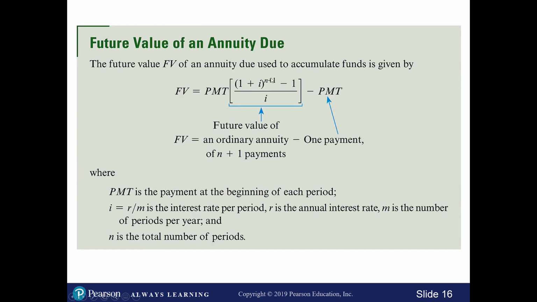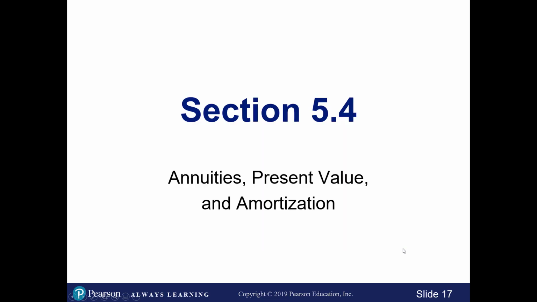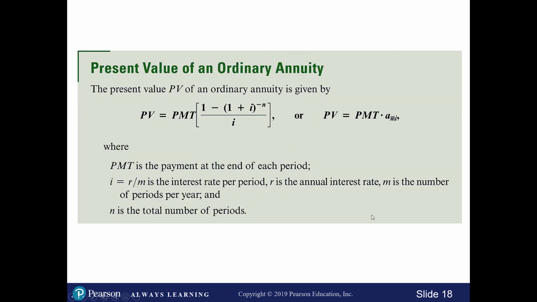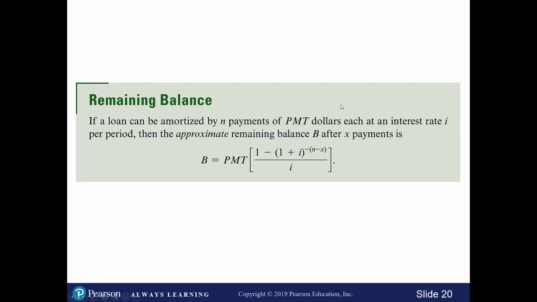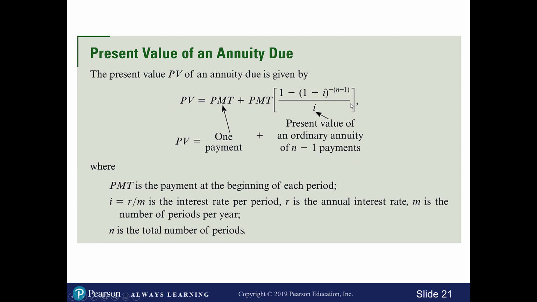We can find the future value of an annuity when it's due. And then finally, we will look at ordinary annuity, and then amortization, which is paying off debt over time in equal installments. All right, and so then even to see some remaining balance. I know that I've just kind of clicked through these formulas, and there's a lot of them in here. We can even do our present value as well.